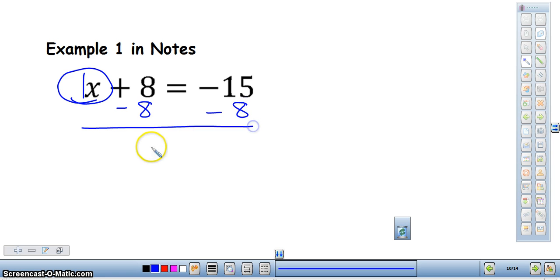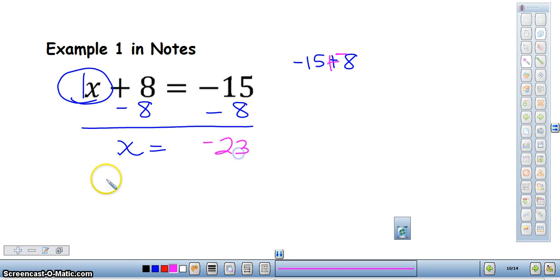Oh, you got to be careful here. X is equal to, what if we have a negative 15 minus 8? If you remember, we talked about saying negative 15 minus 8 is the same as plus the opposite, which is going to be plus a negative 8. Negative 15 and negative 8 add to give us a negative 23.